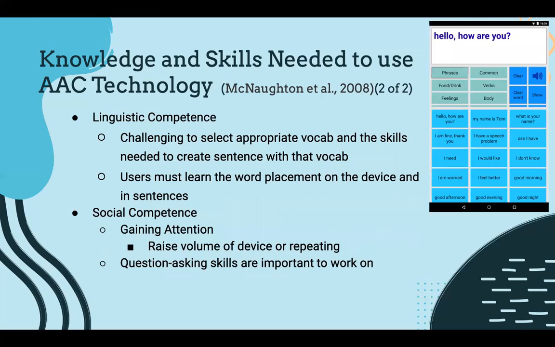Linguistic competence. Challenging to select appropriate vocab and skills needed to create sentences with that vocab. Users must learn word placement on the device and where the phrases are in order to communicate smoothly with the world around them. Social competence involves gaining attention, which users often report raising the volume or repeating words or phrases that they have previously said. Question asking skills are important to work on because it helps them to be more social with partners and have more normal interactions.